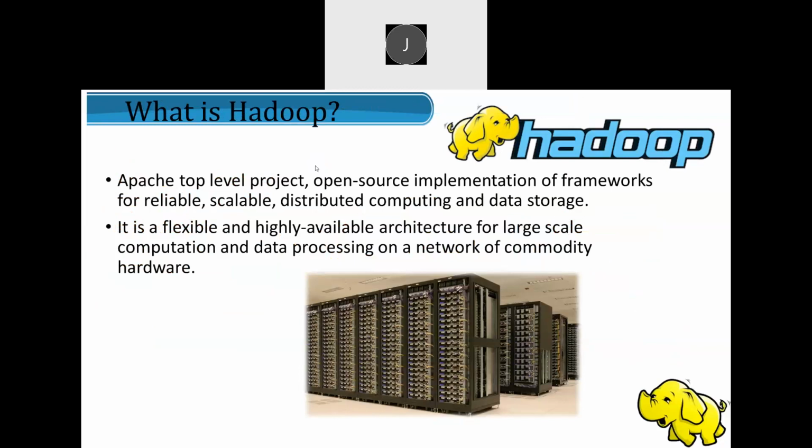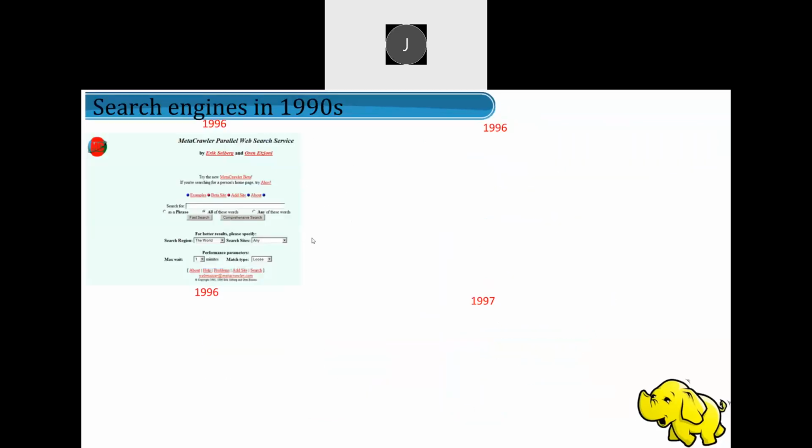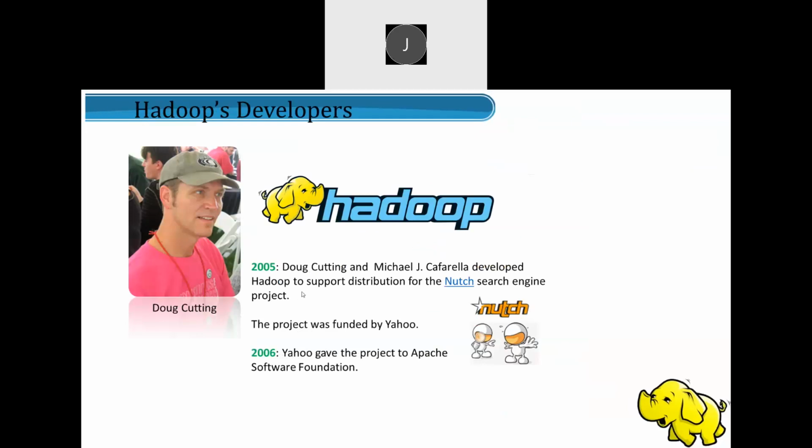So that's when Hadoop came into the picture, to work with a huge amount of data. The solution for working on a huge amount of data is Hadoop. It is a top level project. It was first started by two people, Doug Cutting and Michael J. Cafarella. They developed a search engine, Nutch.